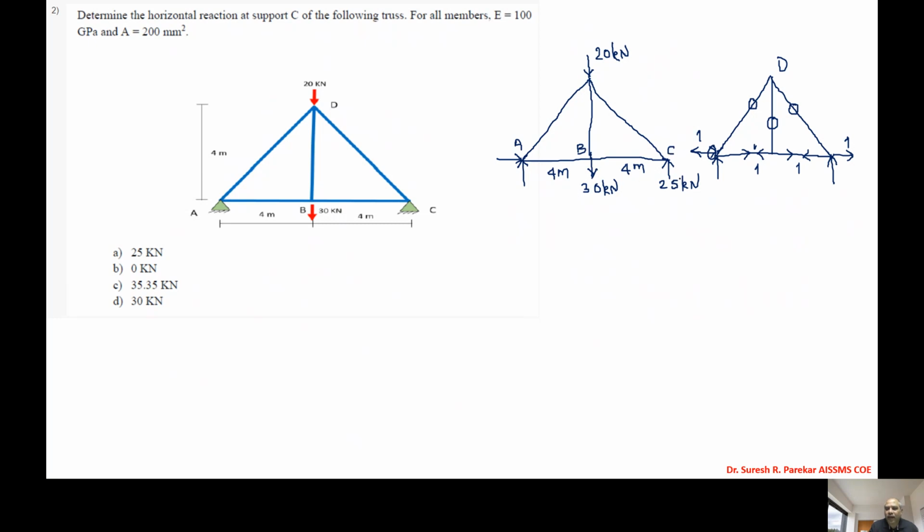Now we have this as 20 kilonewton, and this angle is 45 degrees, so I need not calculate anything. The force in this member will be compression. I will not calculate the value. As the angle is 45, both components should be the same. So we have this as 25, and this also we are going to get again 25.